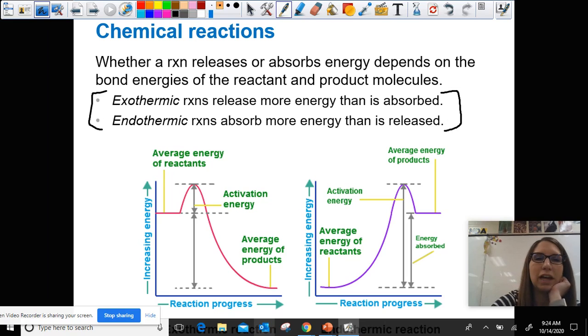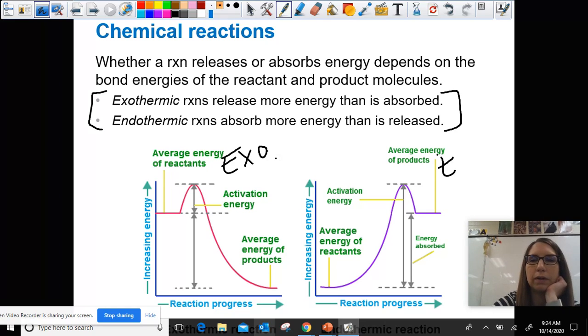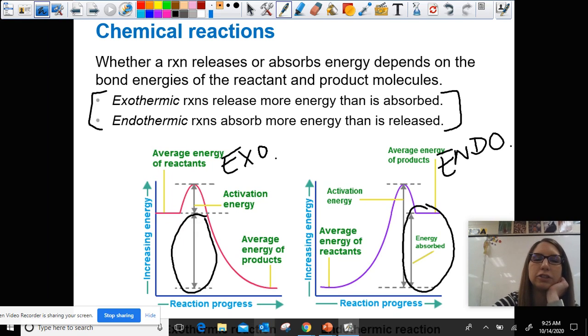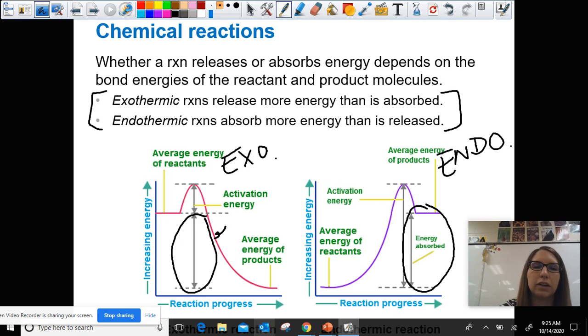So the one here on the left, as you draw that, we're going to label that one as exothermic, and the one on the right here can be labeled as endothermic. And the main reason for that is what we're seeing right here. This arrow here is representing energy absorbed. It's a difference between my reactants and my products. This arrow here is not energy absorbed, though. This is representing energy released.